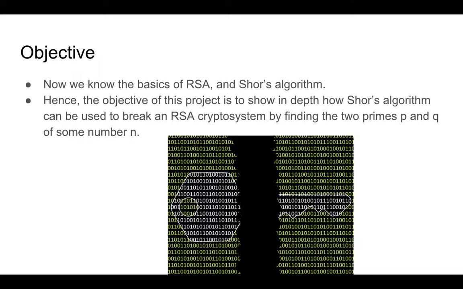So now that the introduction is done, we're going to go to the objective of this project. We know the basics of RSA and Shor's algorithm from the introduction. Hence, the objective of this project is to show in depth how Shor's algorithm can be used to break an RSA crypto system by finding two primes P and Q of some number n.